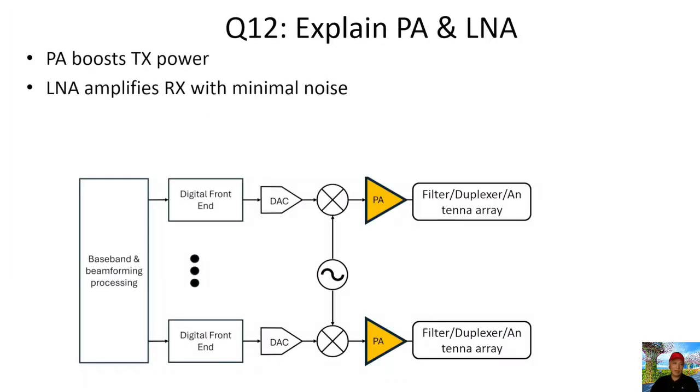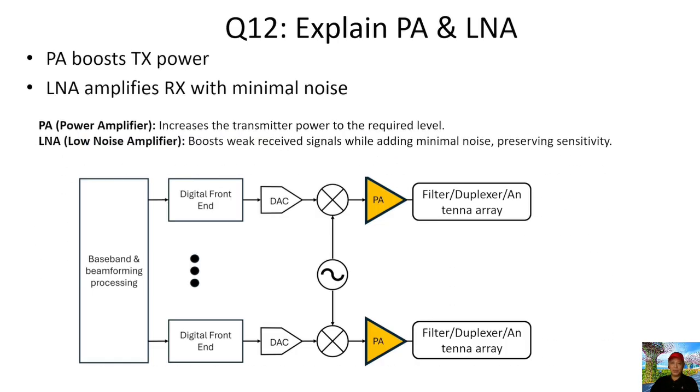Question 12. Explain PA and LNA. PA, power amplifier, increases the transmitter power to the required level. LNA, the low noise amplifier, boosts weak received signals while adding minimum noise, preserving sensitivity.